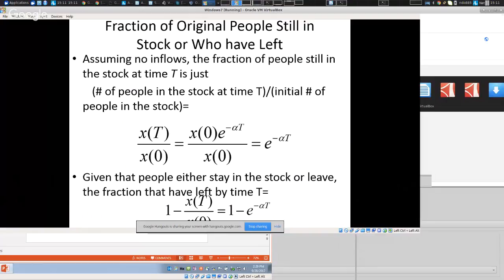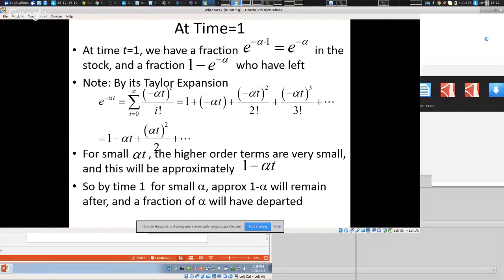So the fraction of the stock that's left by time capital T is e to the minus alpha t. This is important enough I might test you on it. It's that important. And the fraction that have left by time t is 1 minus e to the minus alpha t. Okay, so these are the fundamental sort of mathematics associated with this.